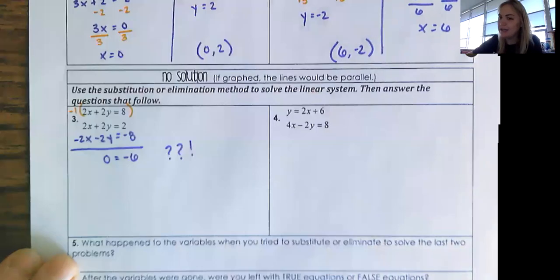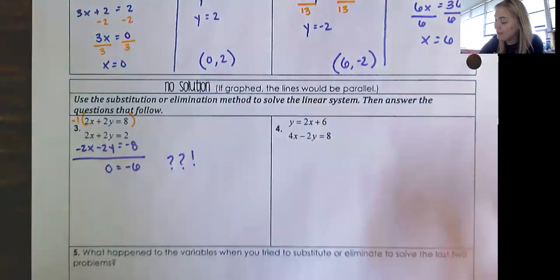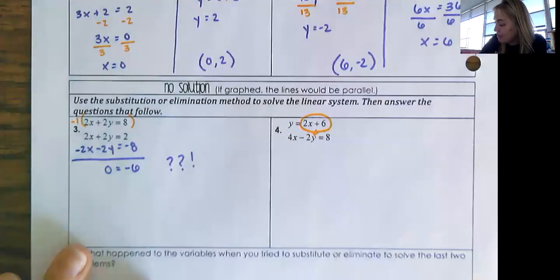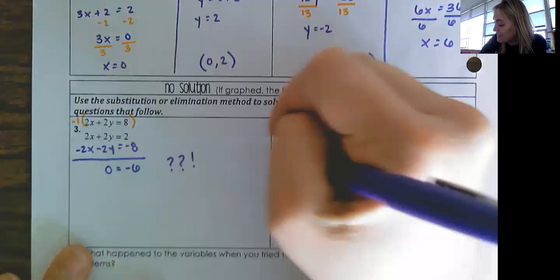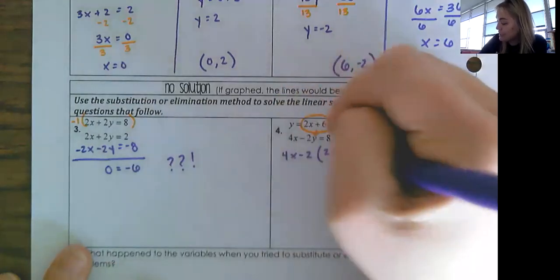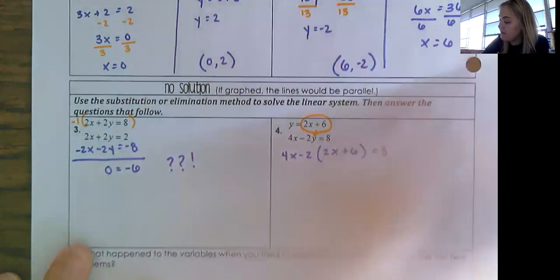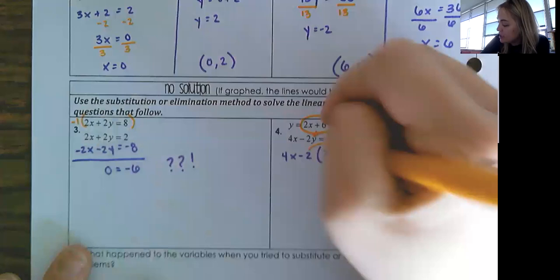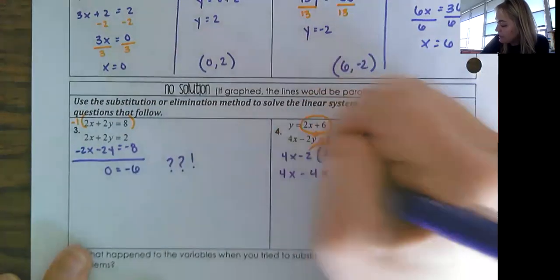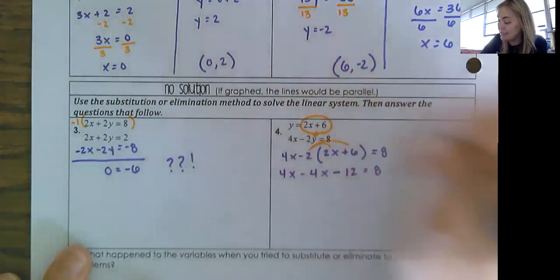On this next one, substitution is going to be the better method. Y equals 2x plus 6. I'm going to replace that stuff into the y place. So I've got 4x minus 2, and then I'm going to replace this stuff. 2x plus 6 goes in the parentheses, equals 8. Okay, let's distribute. And I have 4x minus 4x minus 12 equals 8. So I distributed the -2 to everything inside the parentheses.